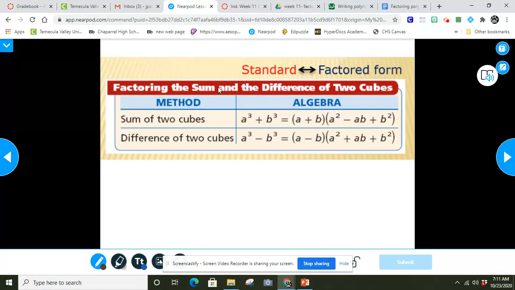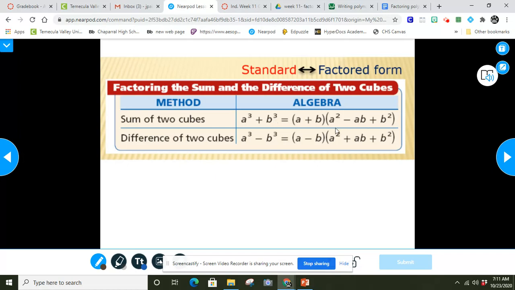There are special cases: sum of two cubes, difference of two cubes. So when you have a cubic binomial, if the second number is also a perfect cube, then we could use this pattern. And again, it doesn't just have to be a 3. If this was a 6, anything that 3 goes into, 6, 9, you could write it as a cubic. So you're looking for an exponent that is a multiple of 3 and then a perfect cube over here. We could factor it using this pattern.